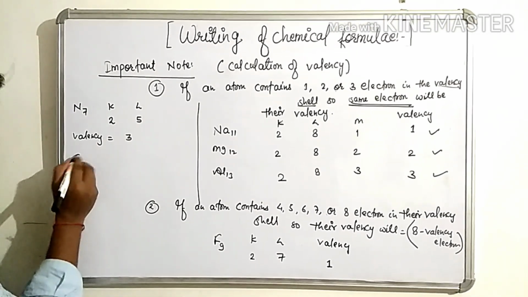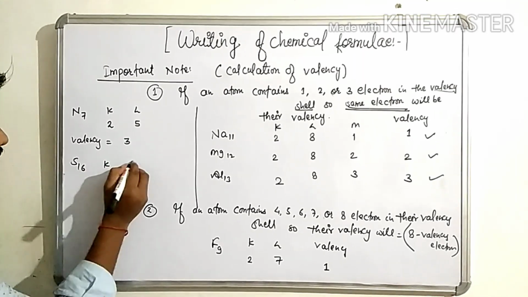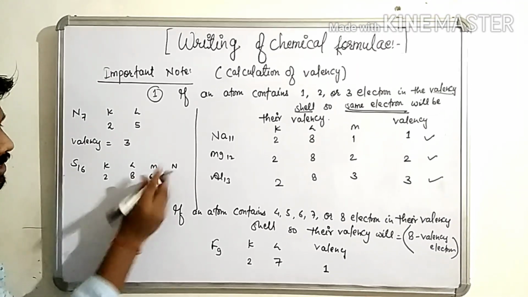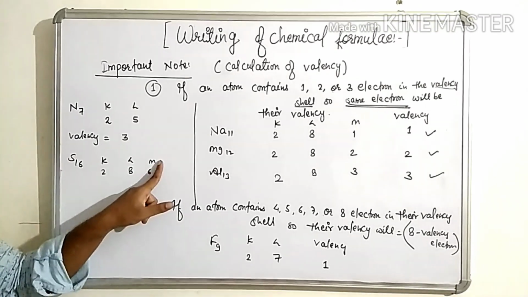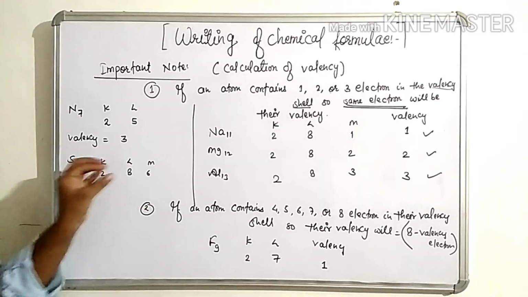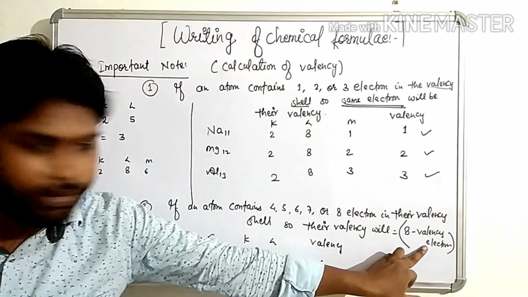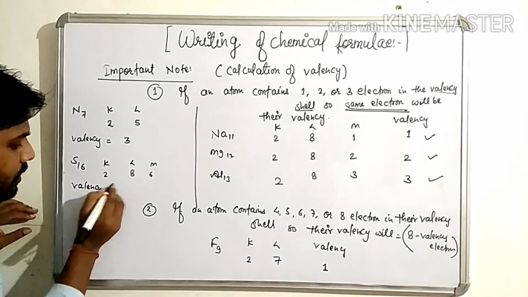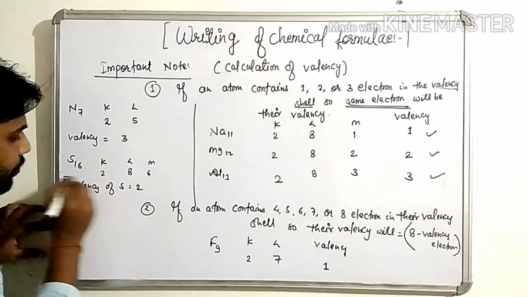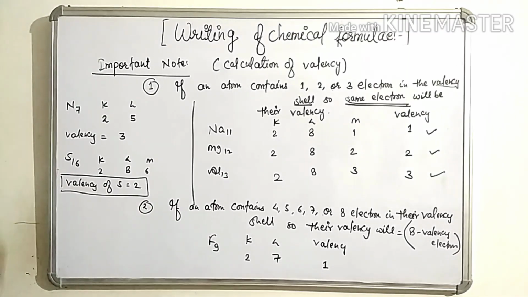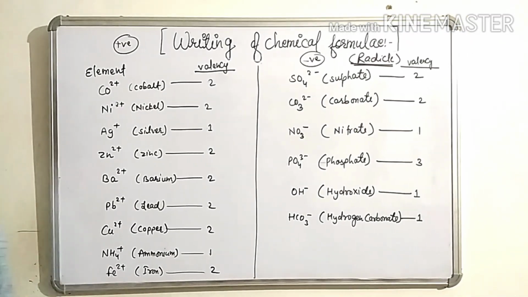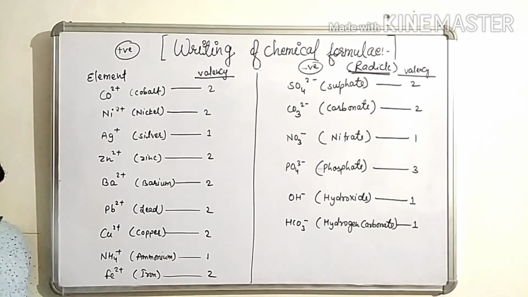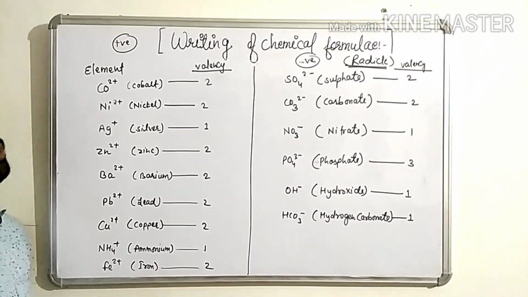For example, sulfur, children, atomic number 16, K, L, M: 2, 8, 6. The last shell, the valency shell, contains 6 electrons, so to calculate its valency, again we subtract from 8. So 8 minus 6, the valency of sulfur will be 2. Concept clear, children?